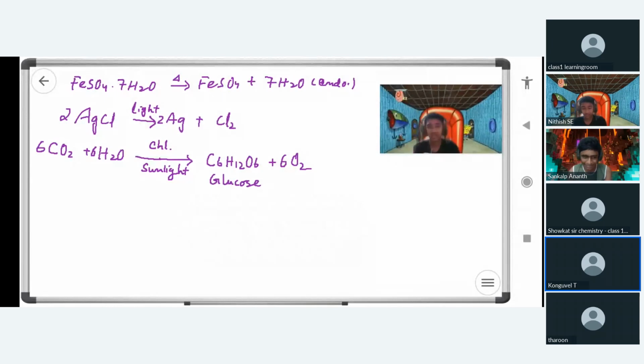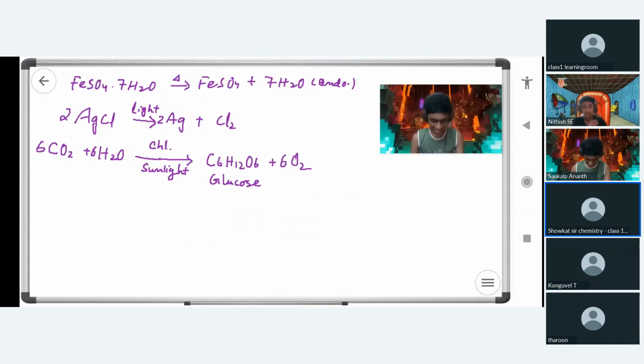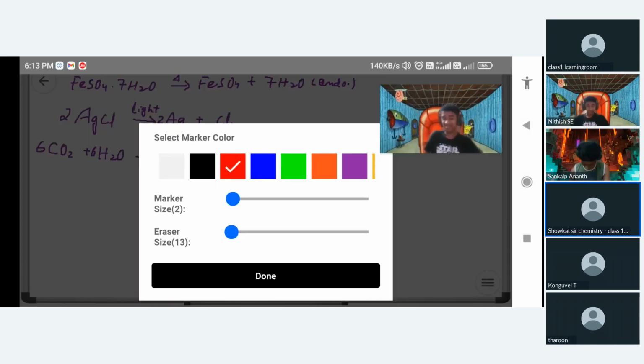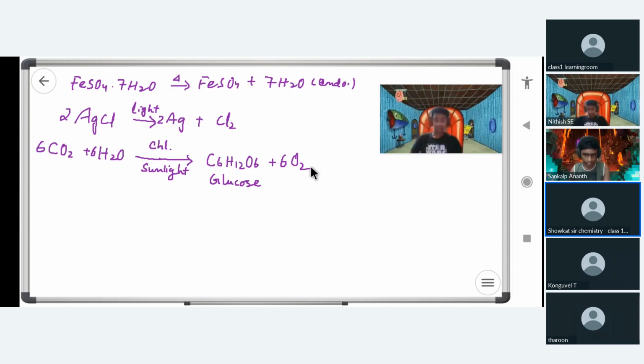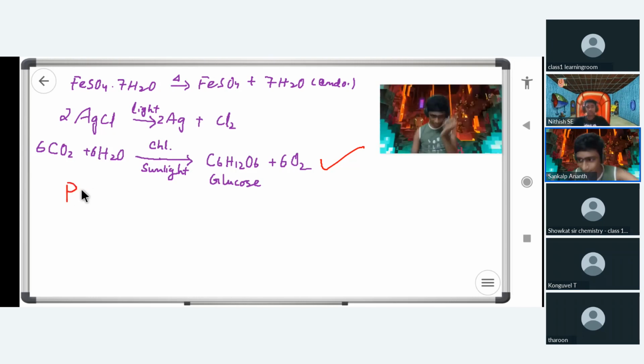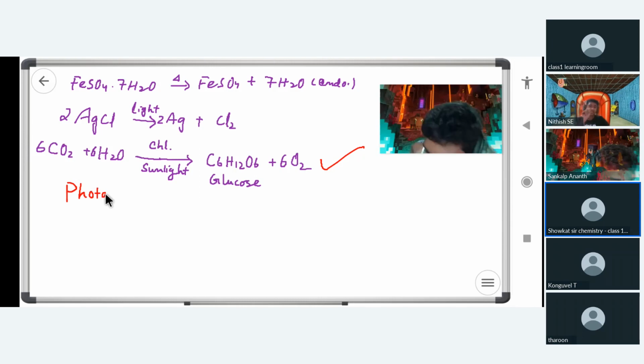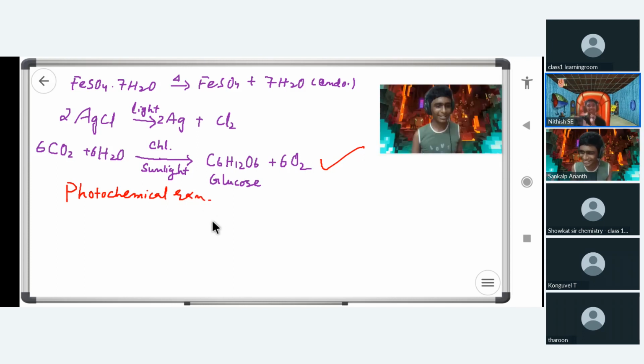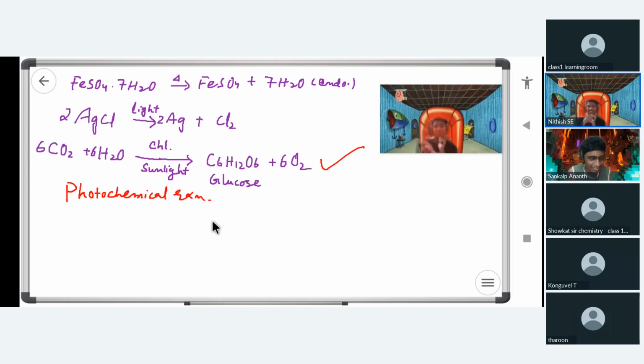Yes, sir. Okay, now tell me, which reaction is this one? So your photosynthesis reaction. Can you tell me which reaction it is? Sir, photosynthesis, photochemical and endothermic. Exactly, it's your photochemical reaction, and it's endothermic.